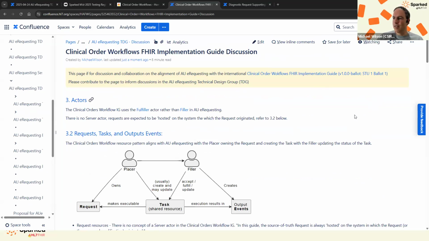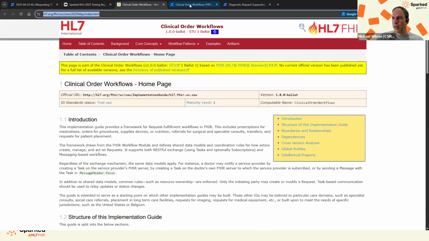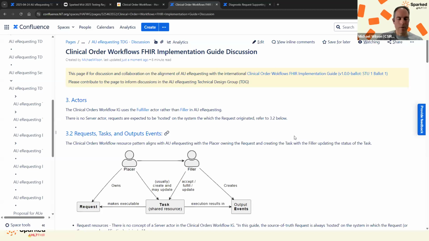And we can use that to see if there's anything we should potentially be doing differently in eRequesting to align with this, or provide feedback back to this IG where we want them to align with some of the things we're doing. It's a good read, have a look, contribute to the page. And if there's anything we find, I think we can raise some Jira issues against eRequesting and potentially look to address them through TDG. But at the moment, it's just something to have a look at and consideration for eRequesting.